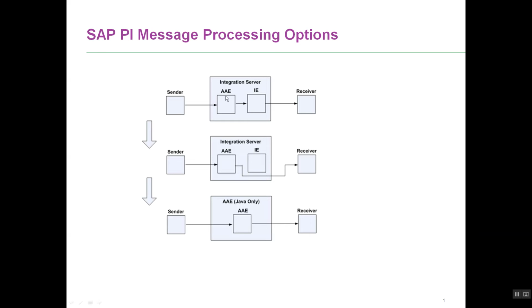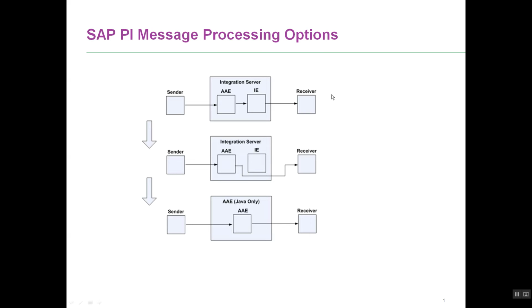For example, in the adapter engine, you would do the communication channel monitoring because the adapters used to run on the Java side in the adapter engine, and then we would switch over to SXMB Moni, which you would run on the ABAP stack in the integration engine, because the message used to get processed there, and finally the message through the adapter engine used to get delivered back to the receiver.